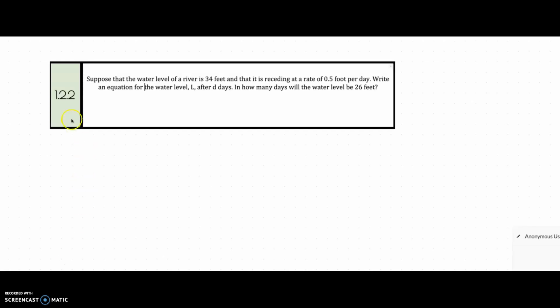So we're going to talk about learning target 1.2.2, which is to be able to write an equation given a scenario. So the first thing I want to do is read this scenario just to figure out what's going on. It says, suppose that the water level of a river is 34 feet and that it is receding at a rate of 0.5 foot per day. Write an equation for the water level L after D days. In how many days will the water level be 26 feet?